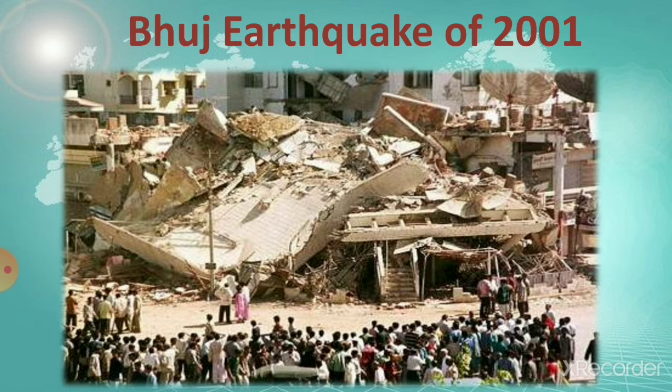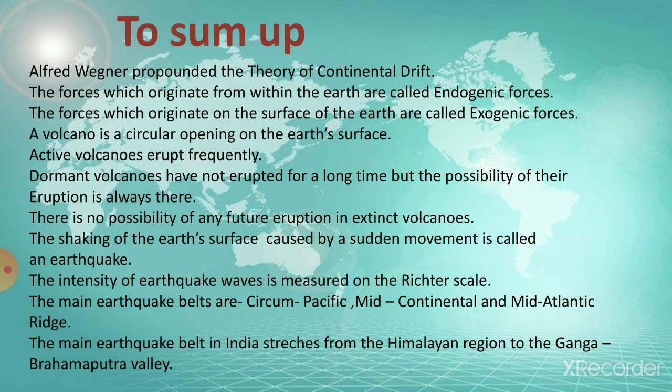So let us see what we learned today. Alfred Wegener propounded the theory of continental drift, right? So to sum up, we discussed Alfred Wegener's theory of continental drift, which says that the earth was made up of a large mass of continents, a supercontinent known as Pangea. The forces which originate from within the earth are called endogenic forces.